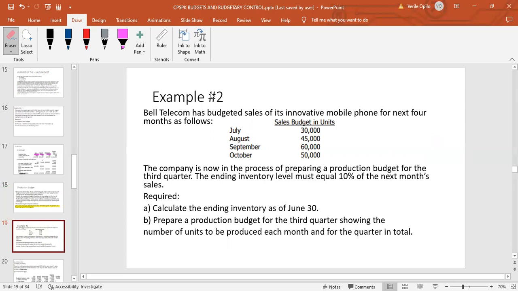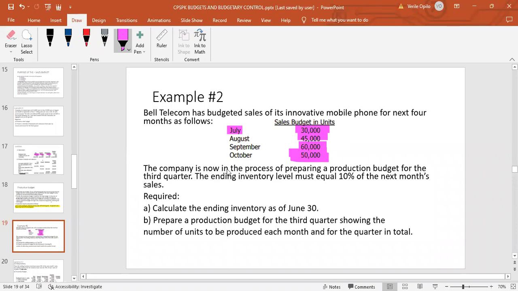So we have been given here details about an organization called Bell Telecom. Bell Telecom has budgeted sales of its innovative mobile phone for the next 4 months. We've been given details about July: they're budgeting to sell 30,000 units. August, 45,000 units. September, 60,000 units. And lastly, October, 50,000 units.